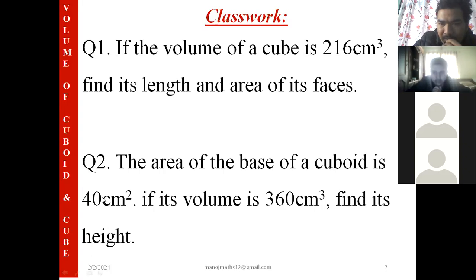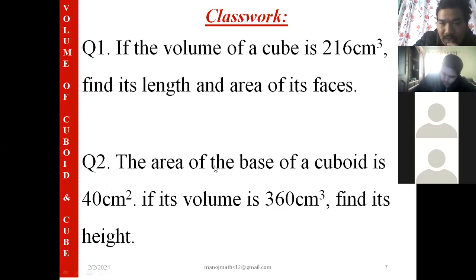Cuboid base, what will be its shape? Rectangle. Rectangular in shape. That means L into B is the formula for the area of the base of a cuboid. Length into breadth. This is the area of base. 40 centimeter square is the value of L into B.